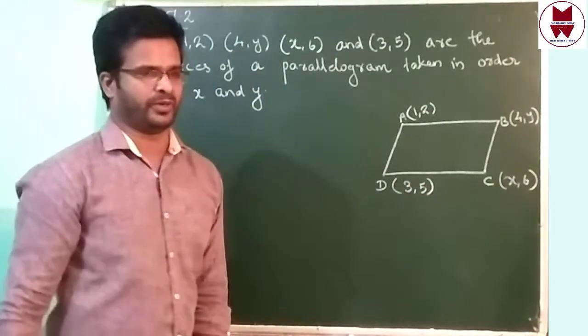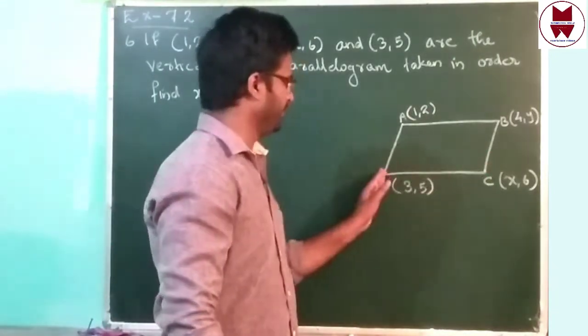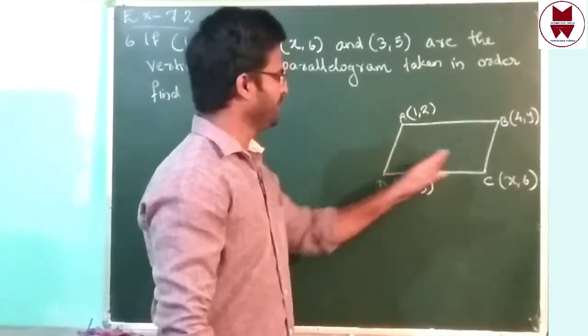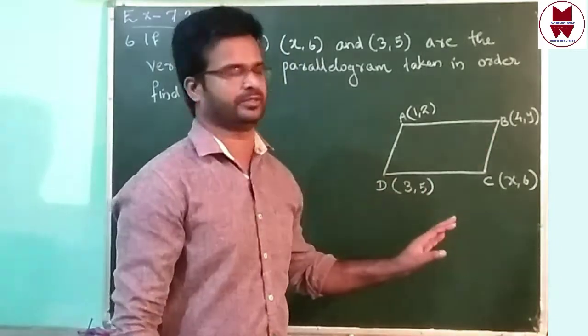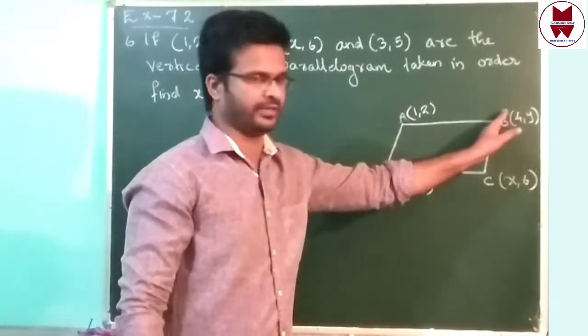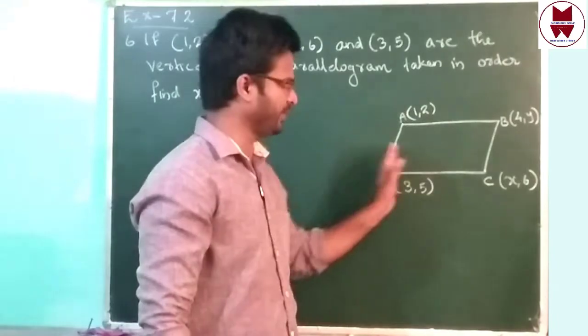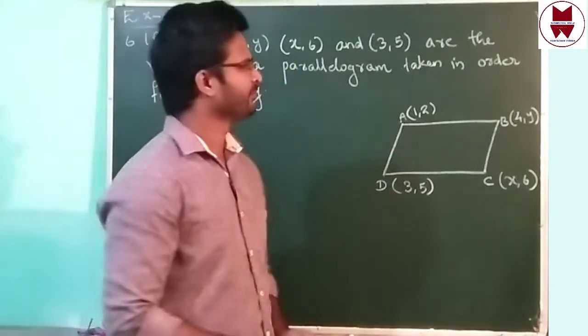And here 4 points are given, you have to take A, B, C, D. That should be continuous. Don't write A, then C like that. Continuously you have to write A, B, C, D. Then only you will get the answer.